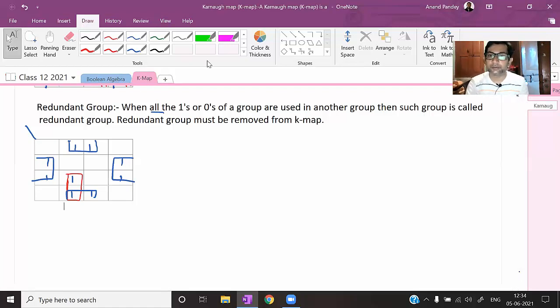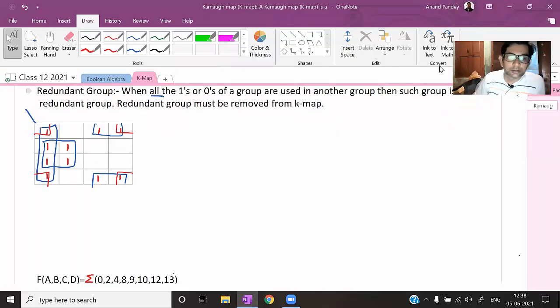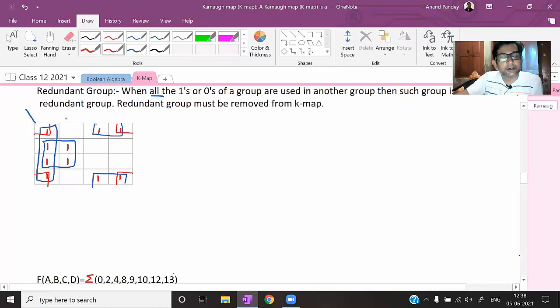Okay. Let me tell you with one more example. Now see this example. Here I have made four quads. You can see the quads which I have made using red color. See this one, all four corners. I have made a quad using all four corners with the red color. Please watch, go through that. That is a redundant group.